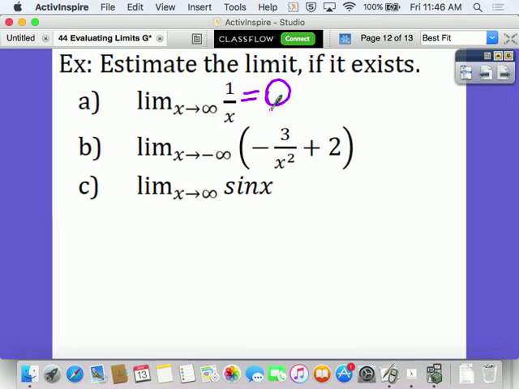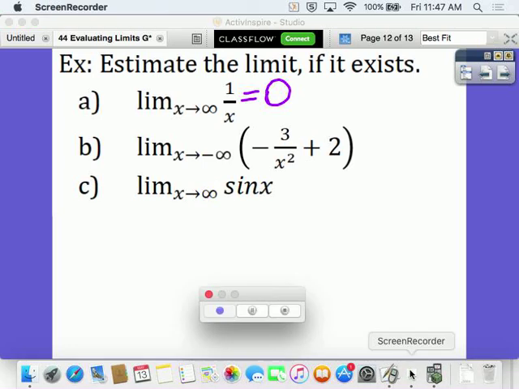And if you recall from that previous slide, if it approaches negative infinity or positive infinity, it's going to either approach a number or it's not going to exist at all. Or actually, it could approach positive infinity or negative infinity. So now I want you to look at the next two. Pause the video, and then press play when you're ready to see what the answers are.